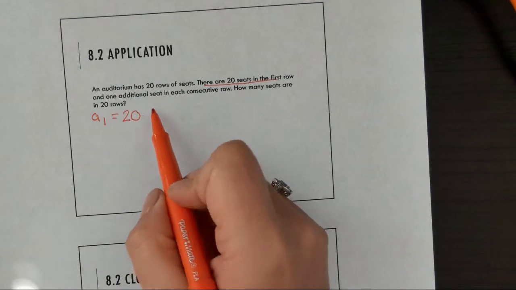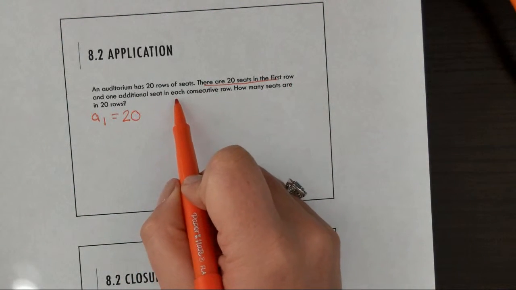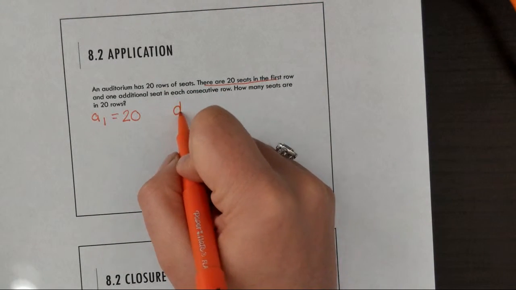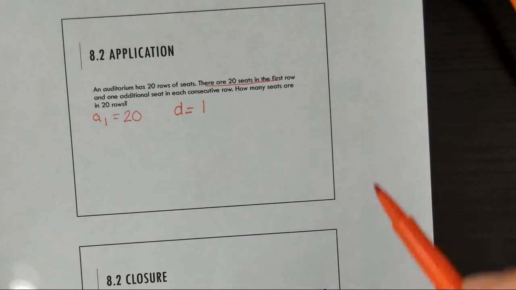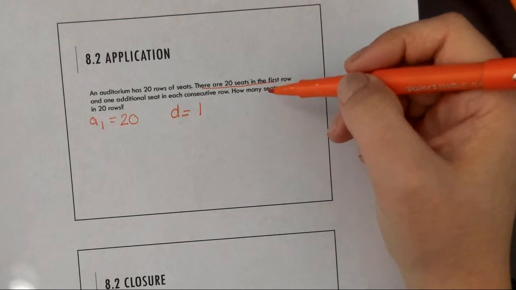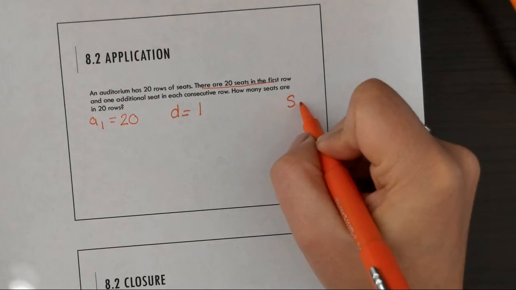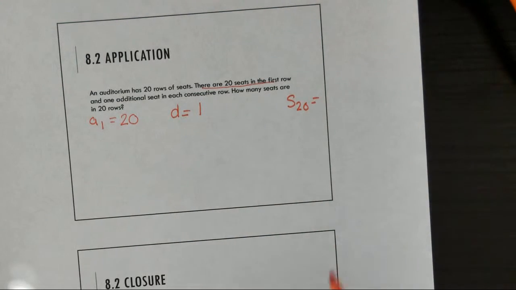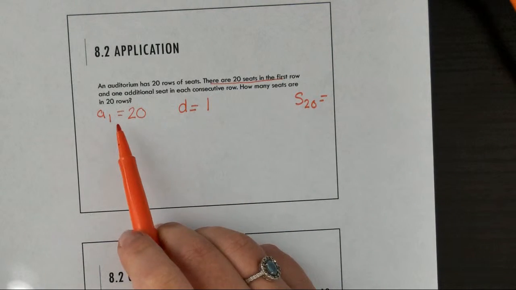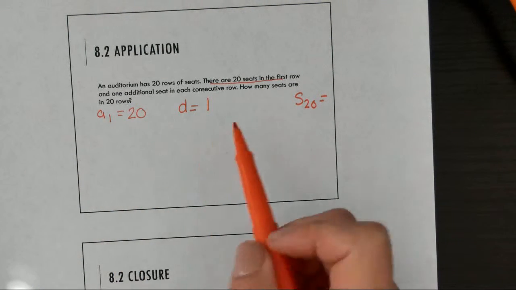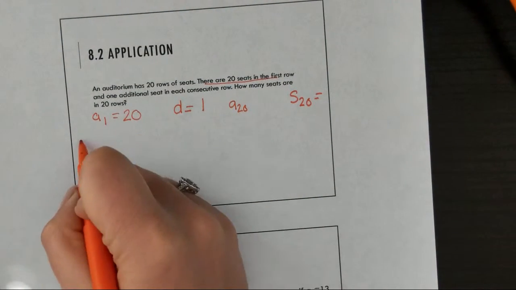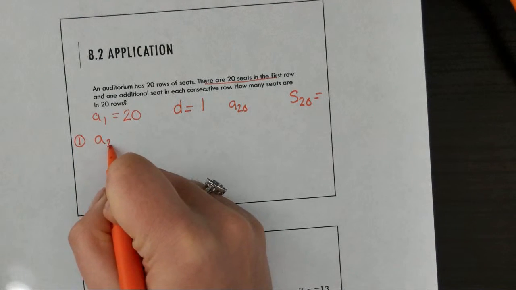Then they tell us that each consecutive row has 1 additional seat. So that means that the common difference is going to be 1. They want to know how many seats are in the 20 rows, so we're asked to find the sum of the first 20 terms. In order to find the sum of the first 20 terms, in addition to knowing our first term, we have to know what our 20th term is. So that will be the first step. We need to find what A sub 20 is.